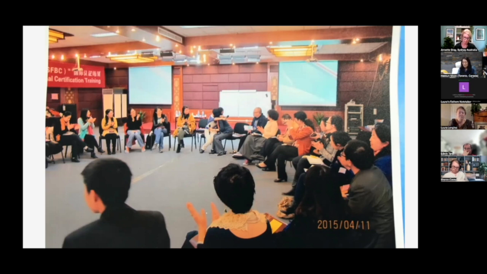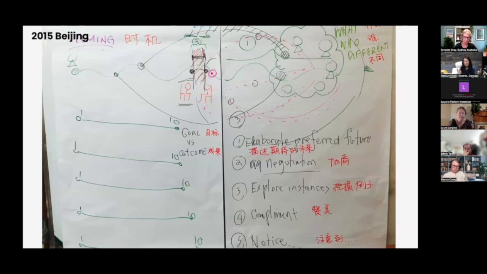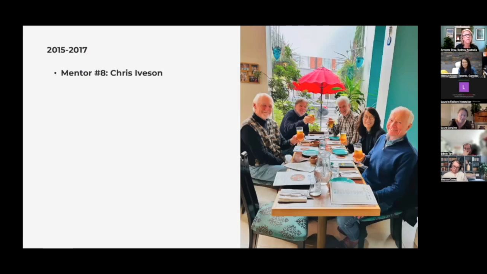So anyway, I started to teach there. But then you see, these are some scribbles from 2015 Beijing. And I take photos of all my flip charts. So here's what I have. I was talking about scaling, goals, outcomes, and you see some remnants of some of the things I was learning up to here. And there's elaborating preferred future. So you see some of these words showing up because that's when I started to study Chris Iveson.